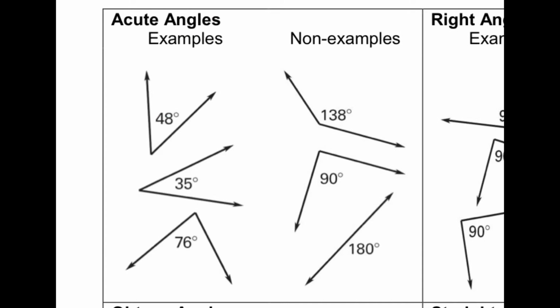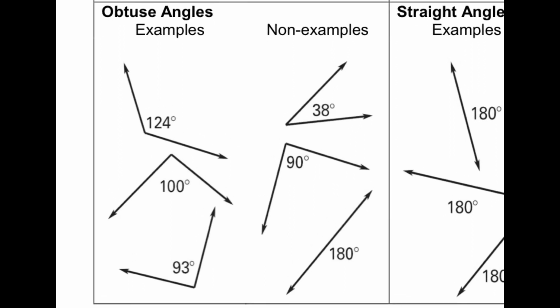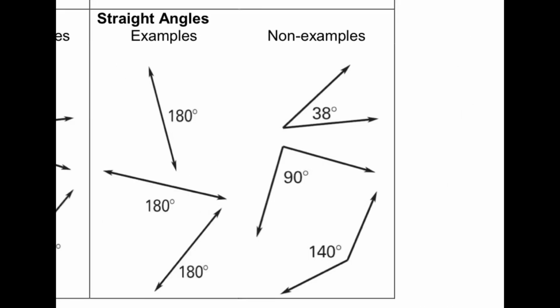Based on these examples and non-examples, how would you define an acute angle? If you said an angle less than 90 degrees, you'd be correct. Right angles, as shown by the three examples on the left, equal exactly 90 degrees, not any more or less. An obtuse angle is going to be bigger than 90, but it has to be less than 180. Finally, straight angles are exactly 180 degrees. Just like right angles are 90.